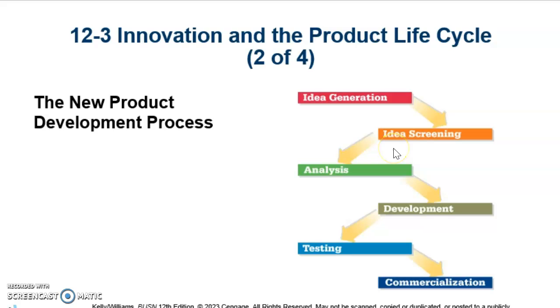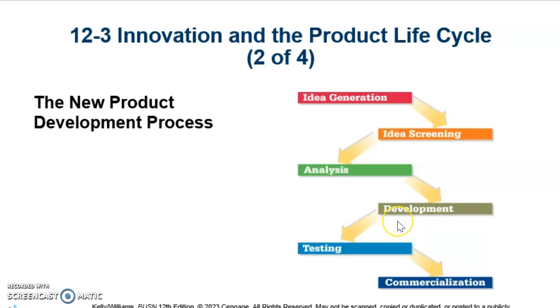Idea screening. This is weeding through the ideas to narrow down to those that have potential. So companies would weed out ideas that don't fit with the company's objectives. Analysis. This helps estimate cost and forecast sales for each idea. This helps calculate potential profit and judge the product fit.